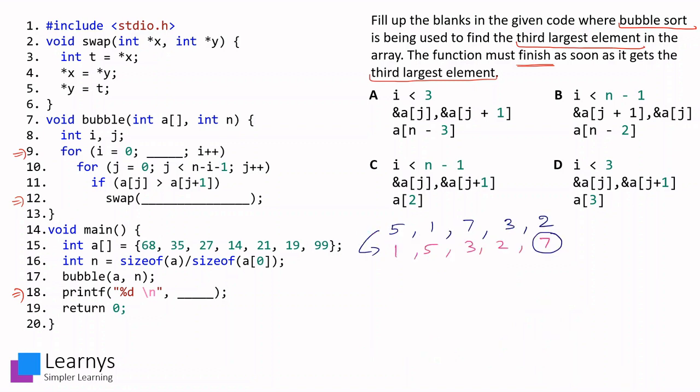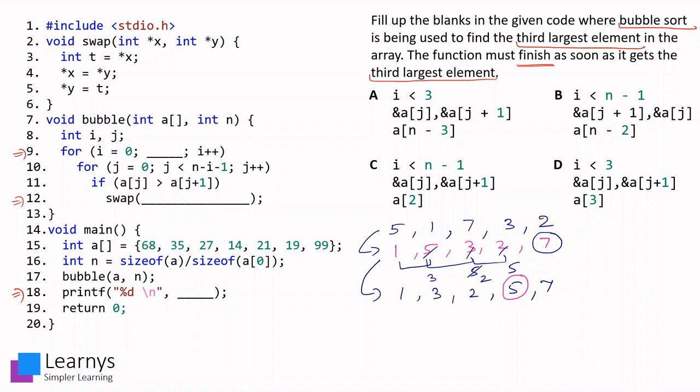So when we go for the second pass, we compare 1 and 5, they are in order. Then we compare 5 and 3, they are not in order, so they will be swapped. Then we compare 5 and 2, since they are not in order, they will be swapped. After that, the second largest element, that is 5, has come to its correct position. So now I have 1, 3, 2, 5 and 7. Here I can say that 5 has come into its correct position, which is the second largest element.